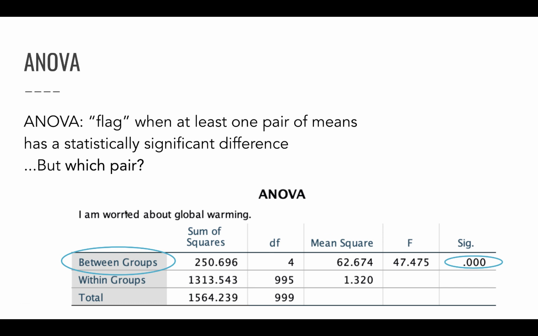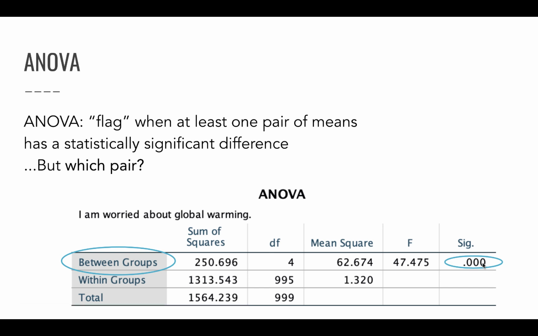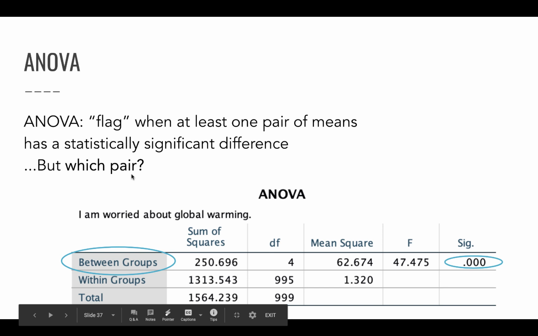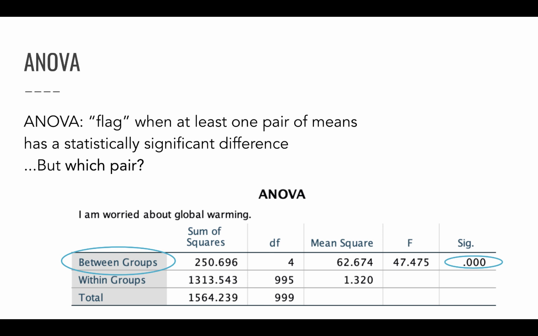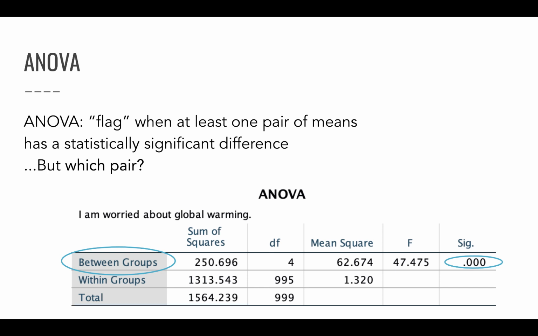The ANOVA output will show, I am worried about global warming between groups, so between your age groups, is there a significant difference? Well, the significance value is 0.000, so that means it's lower than 0.05, so yes, there is a significant difference between your age groups in how worried they are about global warming. However, which age group is actually more worried about global warming and which one is less worried? This is something we can't tell from the output as we see it right here. This is too limited. This p-value overall signals that there is a significant difference somewhere between those different age groups, but it doesn't tell you in much detail where those differences are.